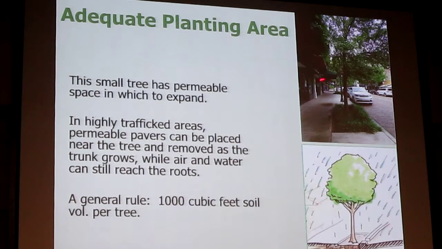This is a picture from Winter Park. They have nice big planting areas. We asked the county staff, where should we go see really good planting spaces? And they said, go to Winter Park. They did a good job with their urban trees.